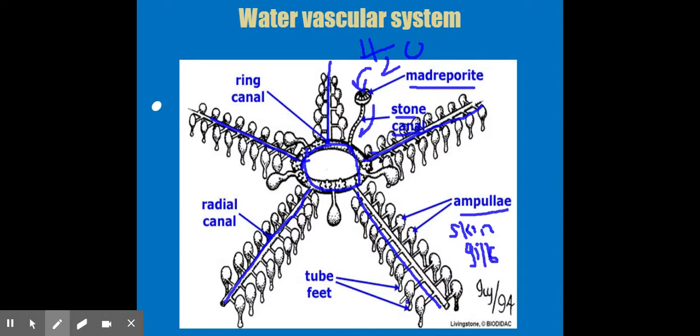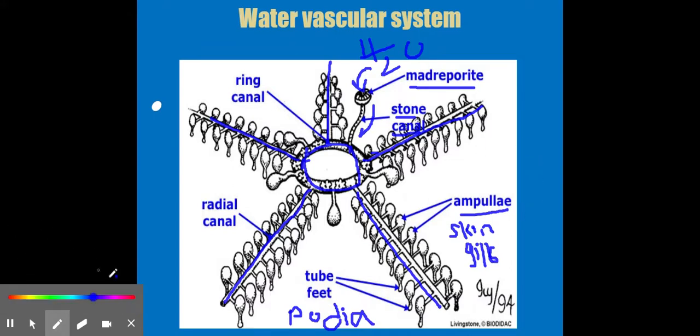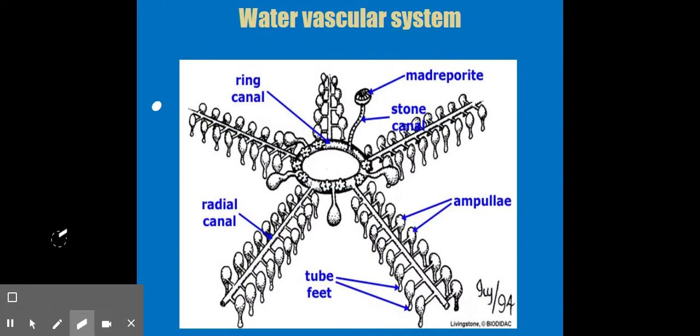The bottom of these are the tube feet, or the podia. So these are going to stick out through the ambulacral groove of the oral side, and this is what they're going to use to cling on to things, or hold on, or kind of crawl around the seafloor or pry open shells. So these are the different parts of the water vascular system. Very important system in echinoderms and very unique to phylum Echinodermata.